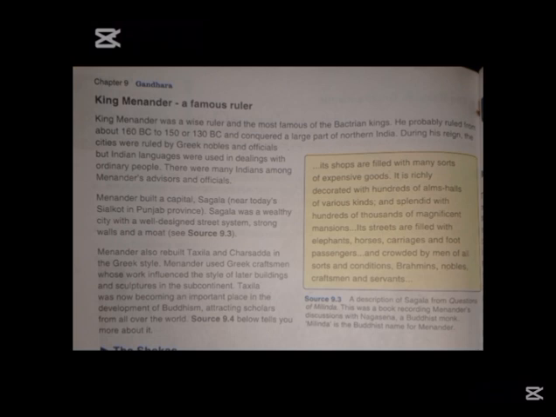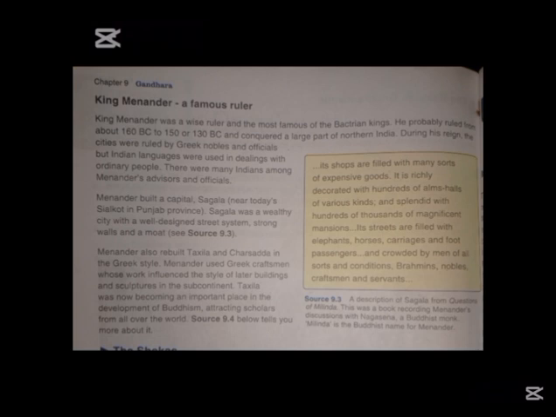Menander also rebuilt Taxila and Charsada. Char means four, and Sada means road. So that area was surrounded by four roads. That's why it is named Charsada. In the Greek style, Menander used Greek craftsmen whose work influenced the style of later buildings and sculptures in the subcontinent. Taxila was now becoming an important place in the development of Buddhism, attracting scholars from all over the world.